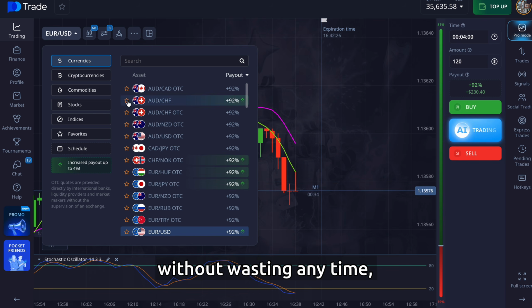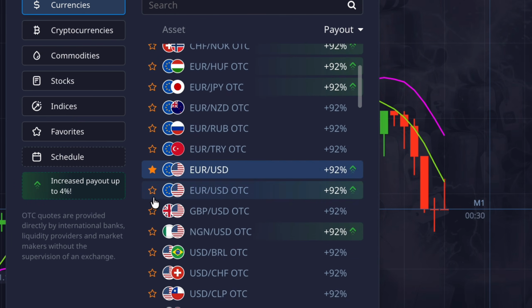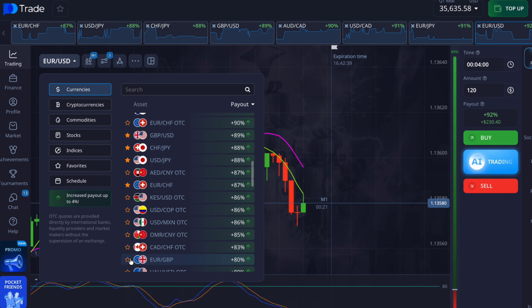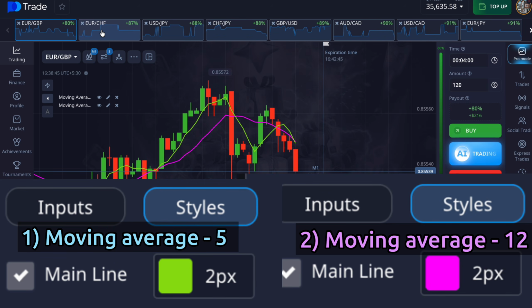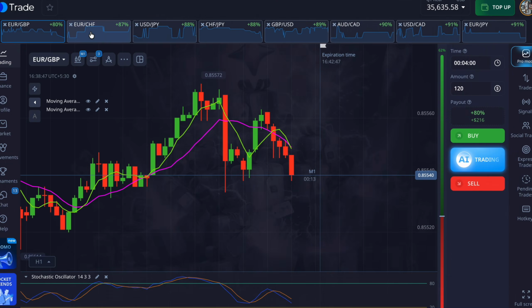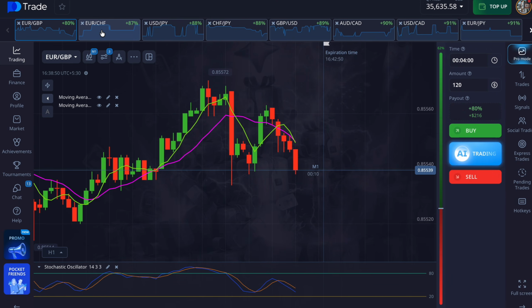Now, without wasting any time, let's get started. We've added our favorite currency pairs. The two moving average settings remain the same, so keep the colors and styles as shown on the screen. Now, let's move directly to the setups.